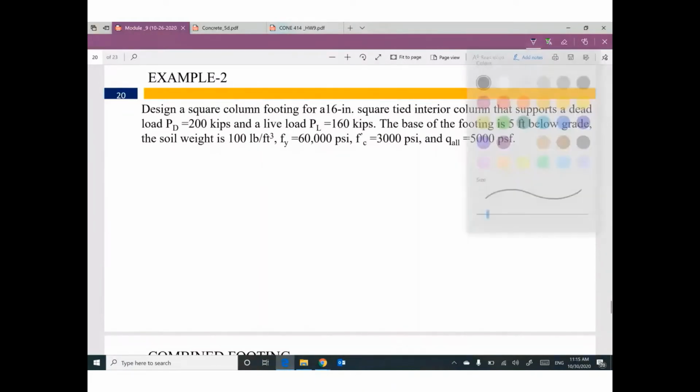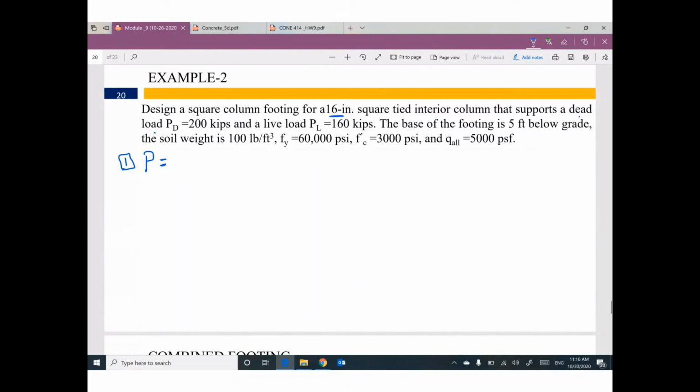Guys, we need to design a square footing for a square column. The column is 16 by 16 inch, an interior column that supports a dead load and a live load. First step, I'm going to calculate the total load, 200 plus 160, 360 kip without factor.